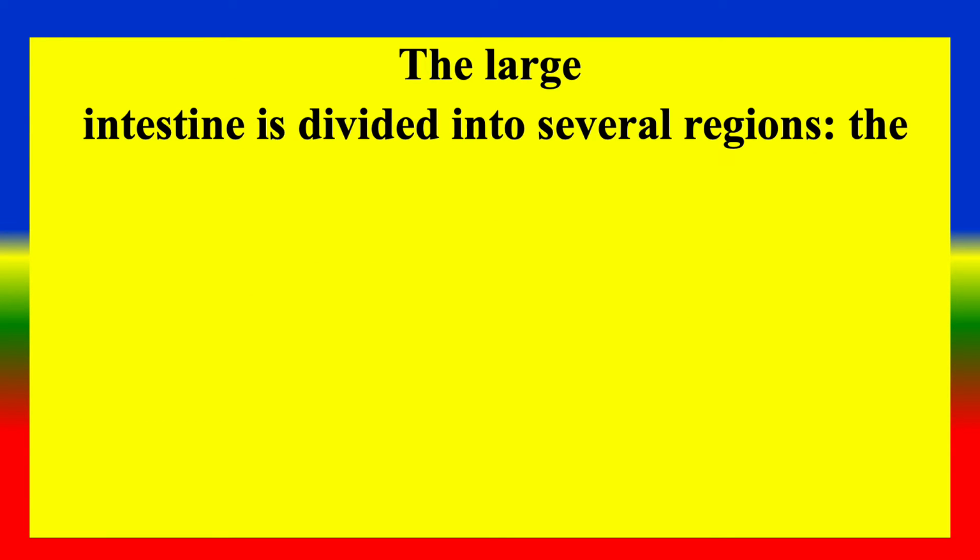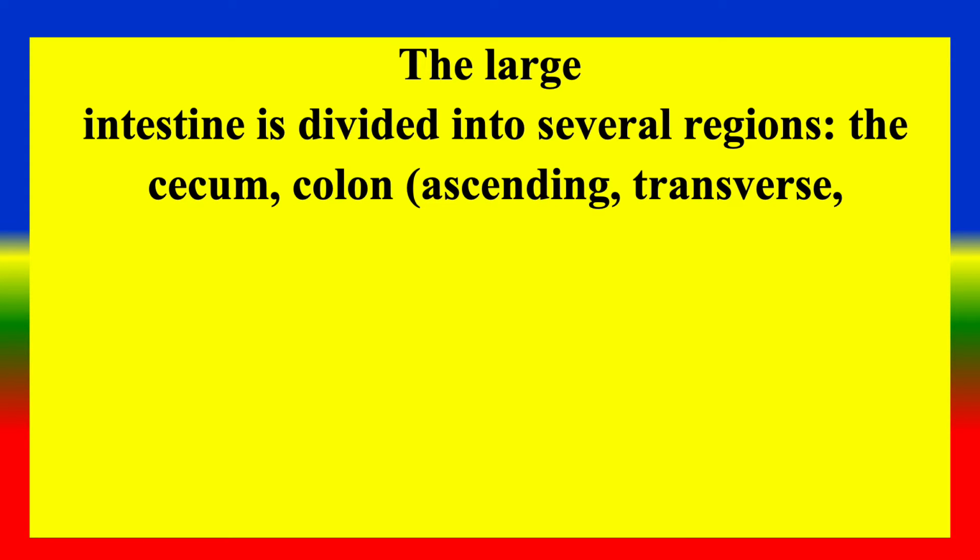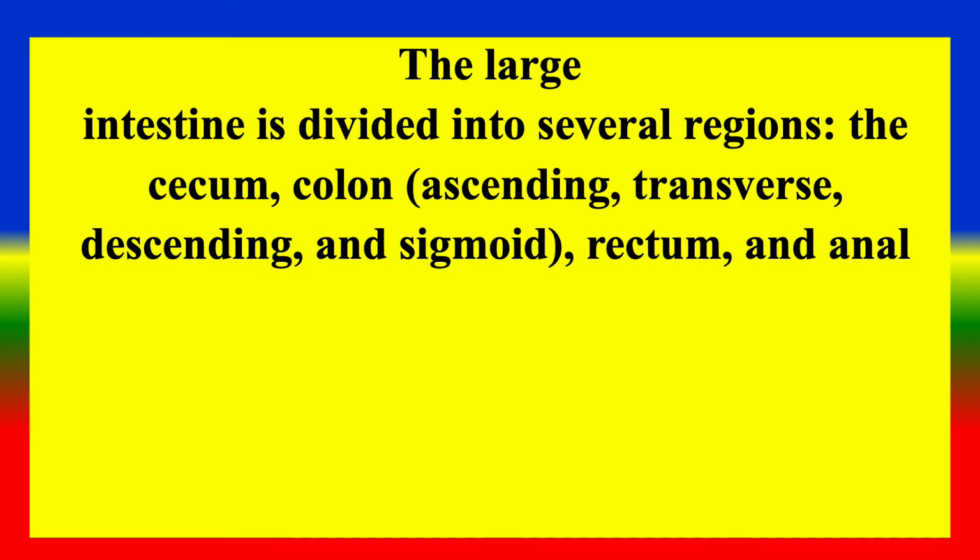The large intestine is divided into several regions: the caecum, colon, ascending colon, transverse colon, descending colon, and sigmoid colon, as we have seen in that picture. Then the rectum and anal canal.